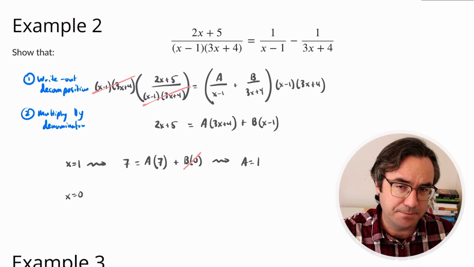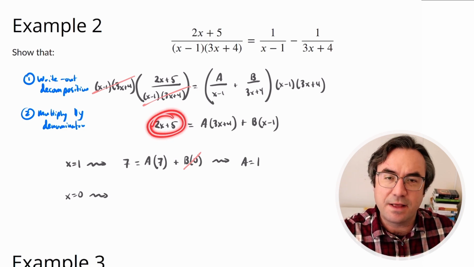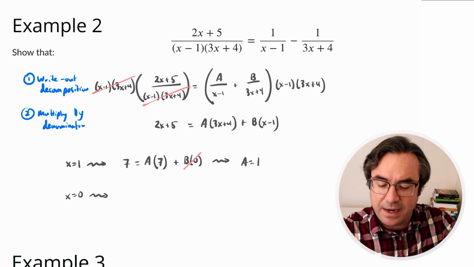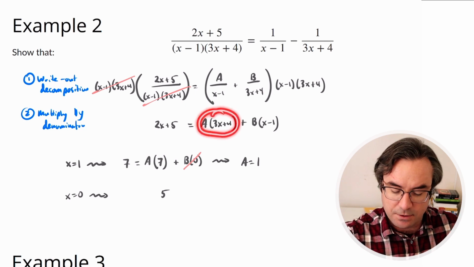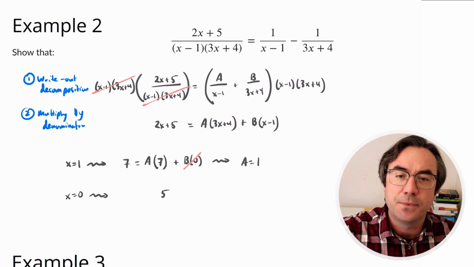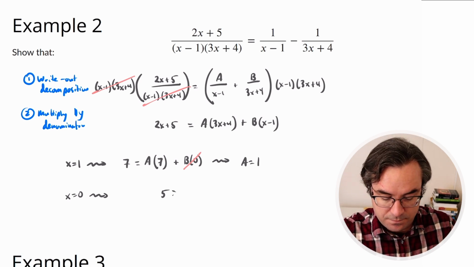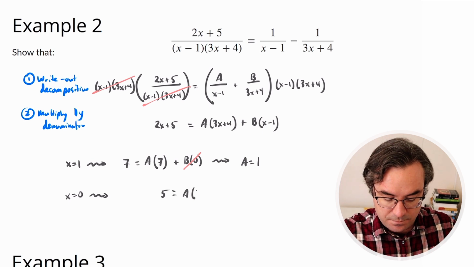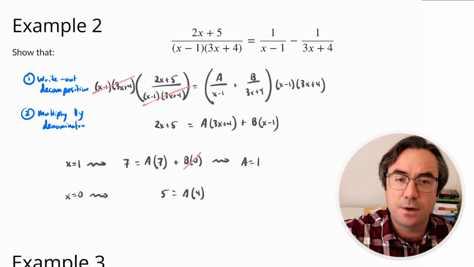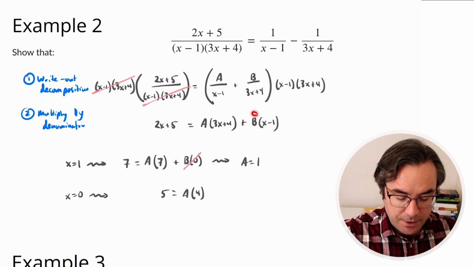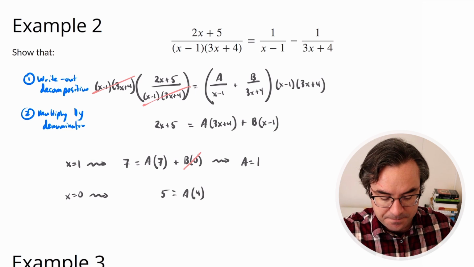Easy to evaluate. So if we plug it in on the left side, we get 2 times 0 plus 5, so we just get 5. If we plug 0 in to the a term, we get a times 4. And then if we plug 0 into our b term here, we don't know what b is yet, but then we get 0 minus 1, so we get b times negative 1.